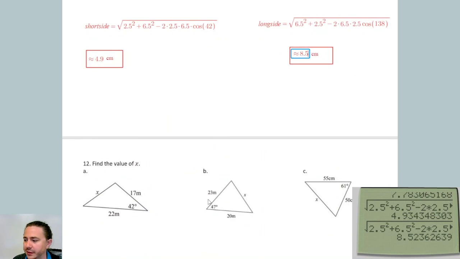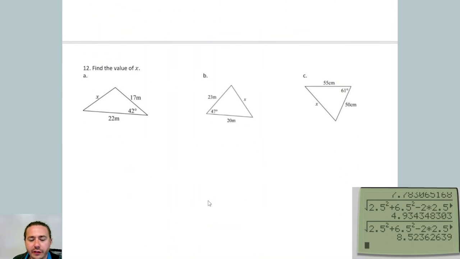All right, so the last section here. Here we're just finding the value of x. We don't have to go through the entire solving process. We don't need to find the other angles or anything. We're just looking for that side. So these should be some pretty rapid fire calculator problems.